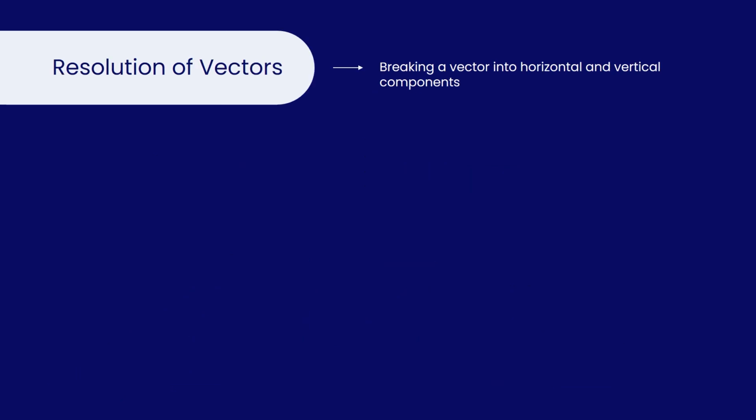Now let's understand resolution of vectors. Look at the vector shown in the coordinate system. Instead of considering one slanted vector, we break it into two parts. One component lies on the x-axis and the other component lies on the y-axis. This process is called resolution of vectors.